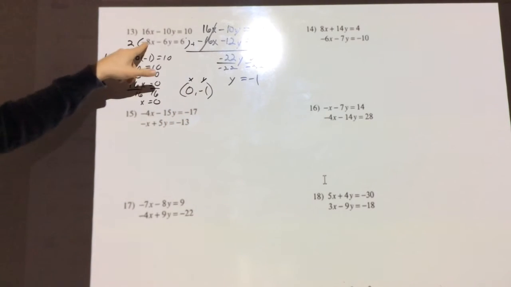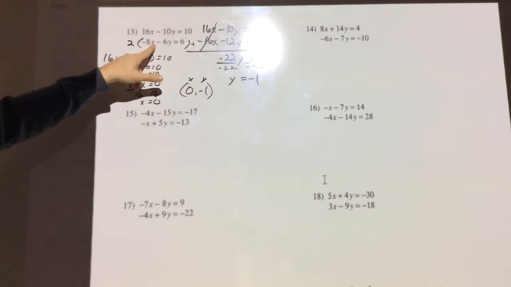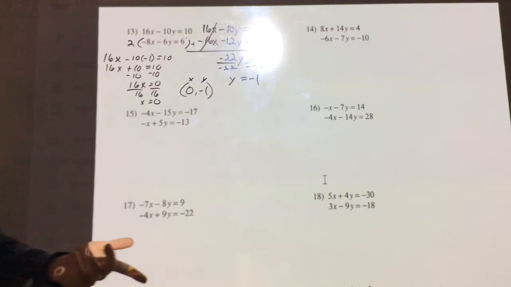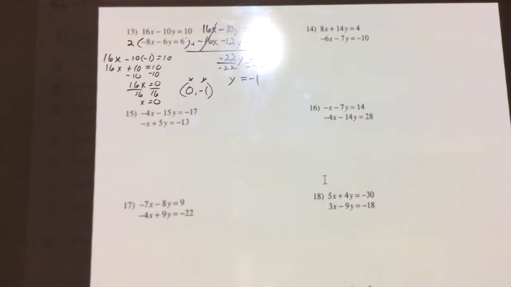And it would work the same way down here. Negative 8 times 0 is 0. Negative 6 times negative 1 is a positive 6, which is equal to 6. So if you're stuck and you're like, I don't think this is right, check the problem. You have a calculator to do all that math for you. Okay? Questions? All right, let's do number 14, and then we're going to move on to the review.